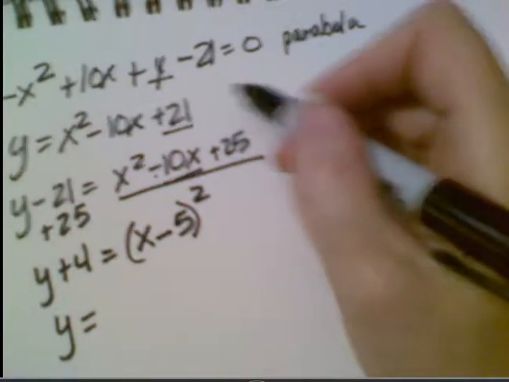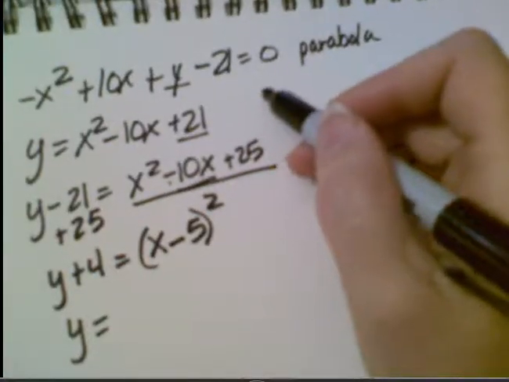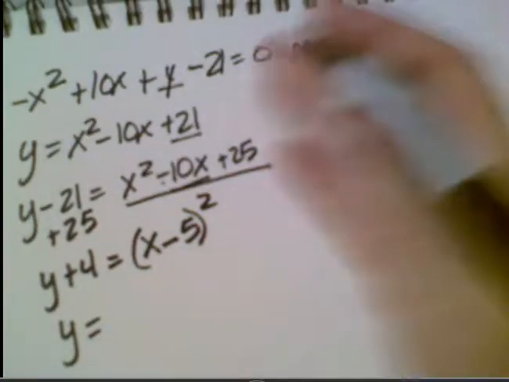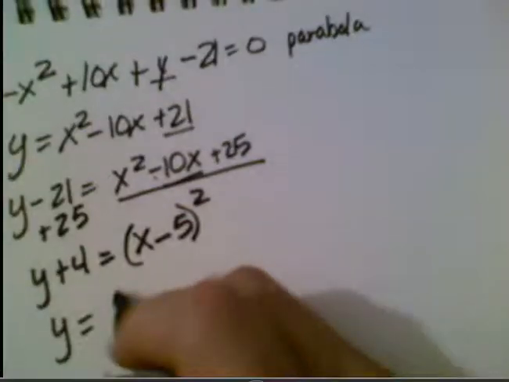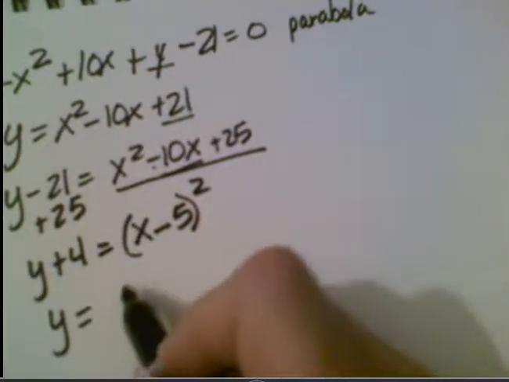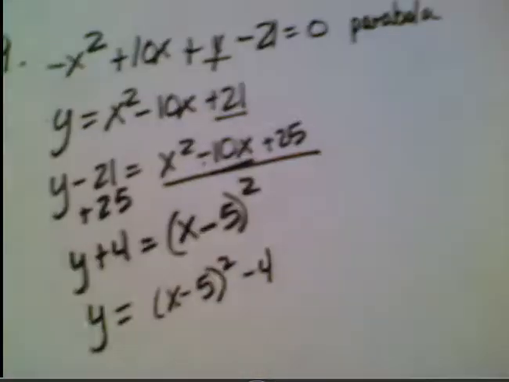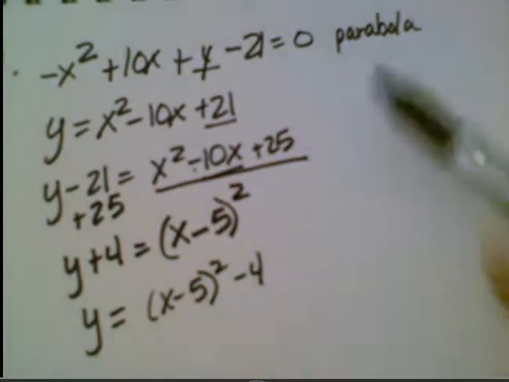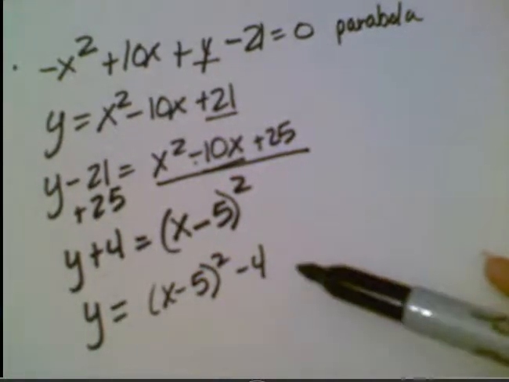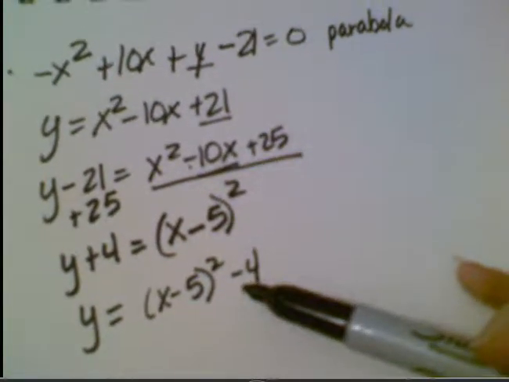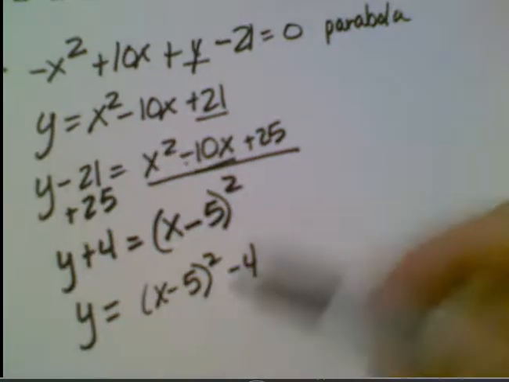I could have kept this 21 over here and just shoved it over to the side. I'll do that in the next one. So now this looks like what we're used to seeing for a quadratic, a parabola. And so we know that this is in standard form.